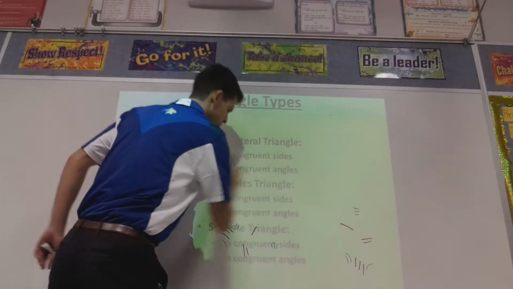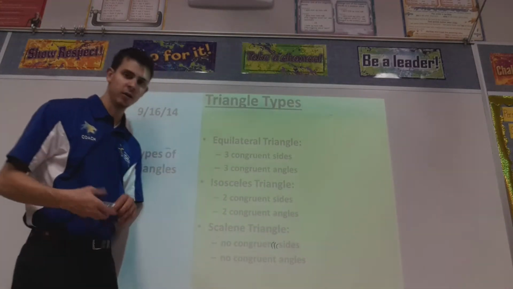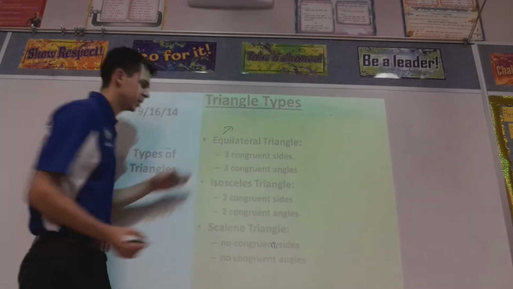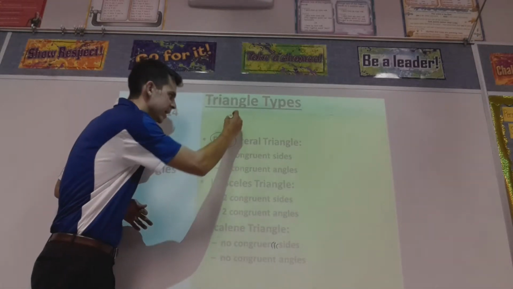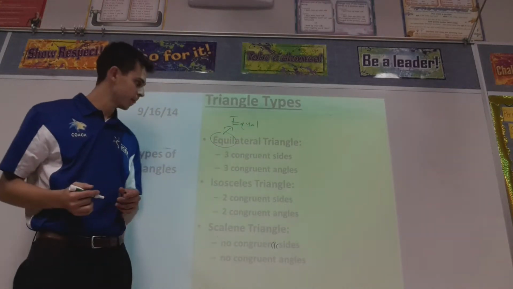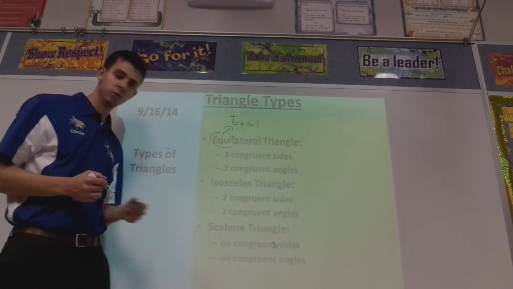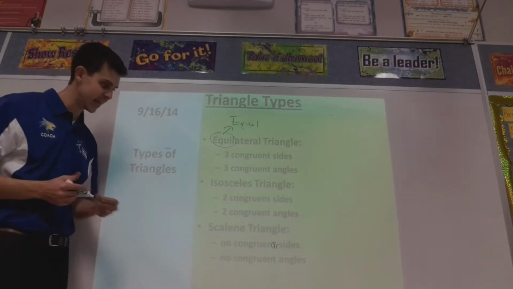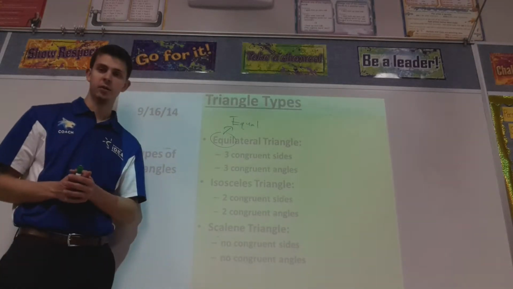Different triangle types. We have equilateral triangle, and you can think of this, which has 3 congruent sides and 3 congruent angles. Look at this part, equal. Everything in that triangle is equal. We have isosceles triangles, 2 congruent sides and 2 congruent angles. And finally, scalene triangles with no congruent sides and no congruent angles.